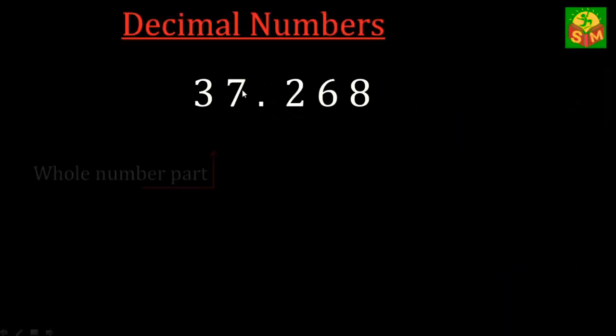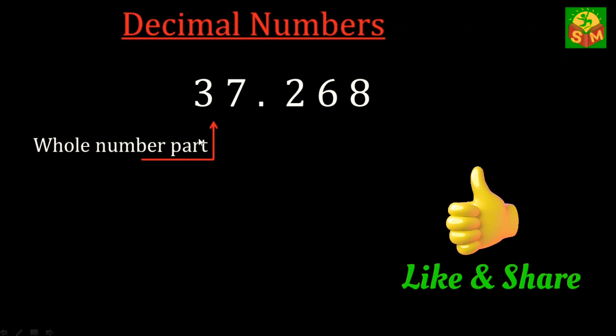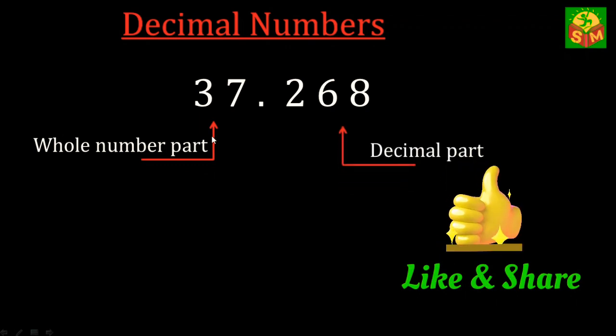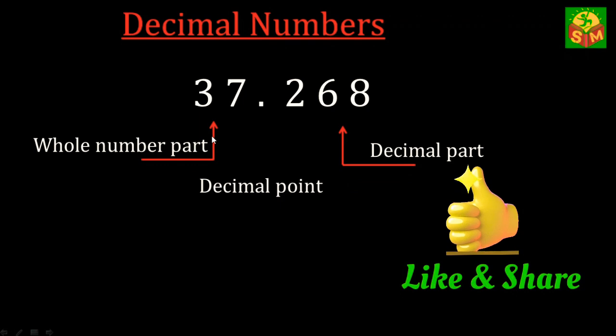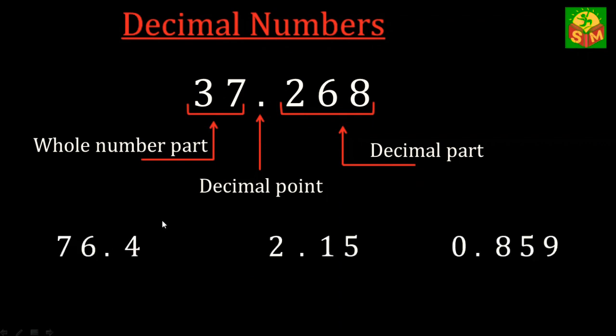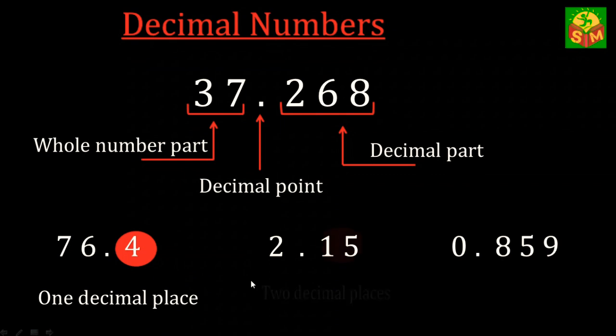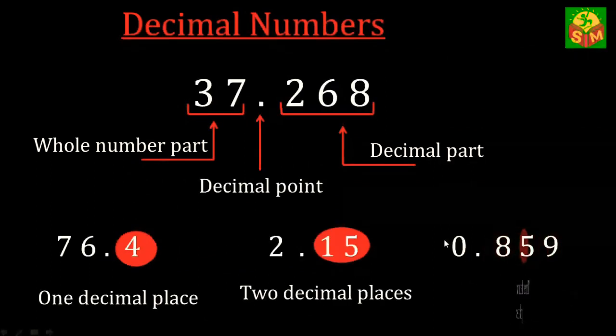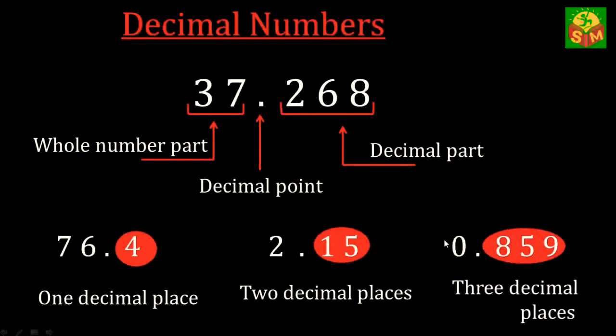A decimal is a number with a decimal point. It has a whole number part and a decimal part. Here you can see the decimal point separates the two parts. In any decimal number, the number of digits contained in the decimal part gives the number of its decimal places. For example, 76.4 has only one decimal place, while 2.15 has two decimal places, and 0.859 has three decimal places.